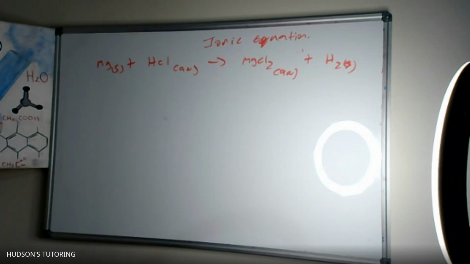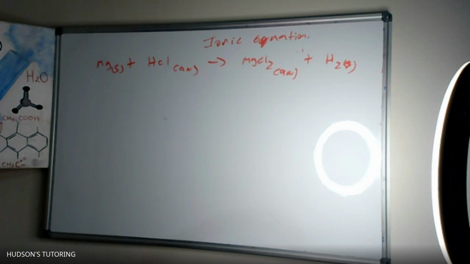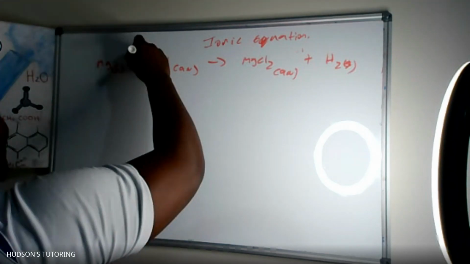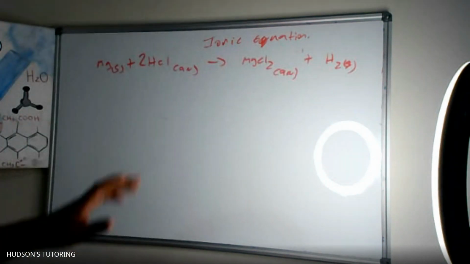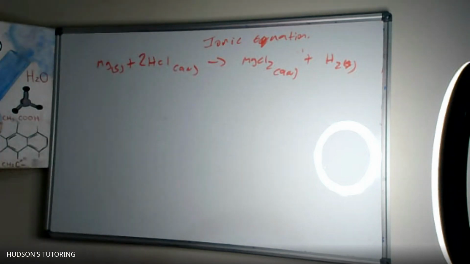Place 2 in front of the hydrochloric acid. So 2 in front of what? The hydrogen gas or the HCl? The HCl. Excellent. So let's see if she's correct. So 2 in front of the HCl, that is 2 hydrogen on the left, 2 hydrogen on the right, 2 Cl on the left, 2 Cl on the right, and 1 magnesium on the left, 1 magnesium on the right. Excellent. She is absolutely correct.